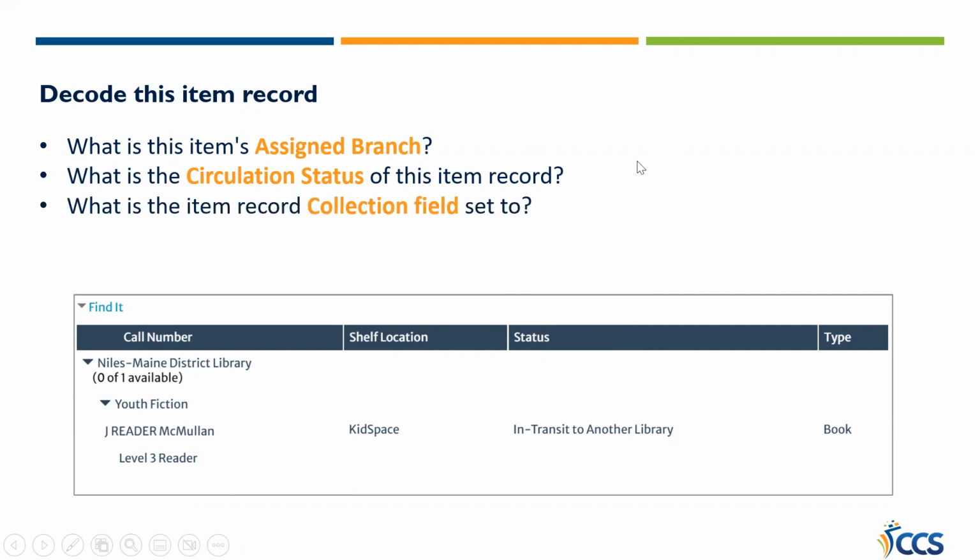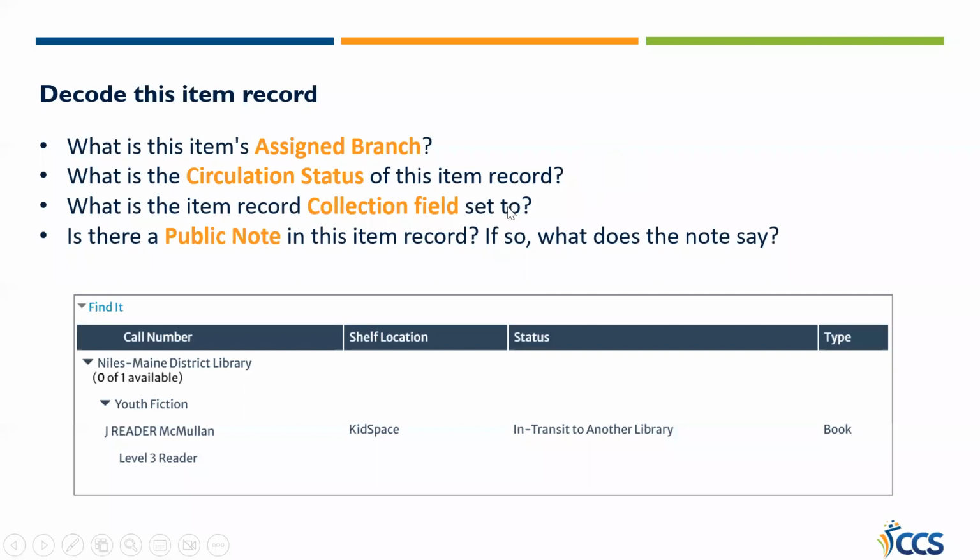And what is the item record collection field set to? Correct, youth fiction. So remember the collection displays right under the assigned branch. You'll see youth fiction, youth nonfiction, those collection codes there. Excellent. And is there a public note in this item record? Yes, excellent. There is a note, and we know what the note is. It's Level 3 Reader. Yep.